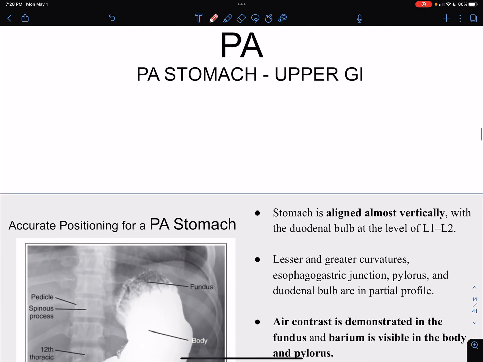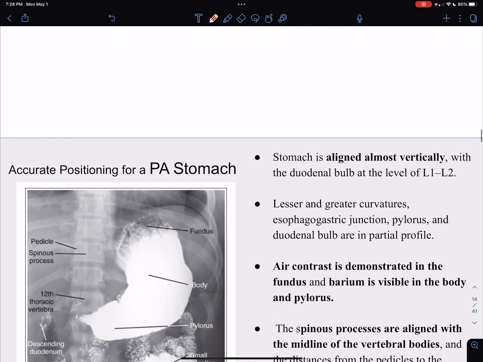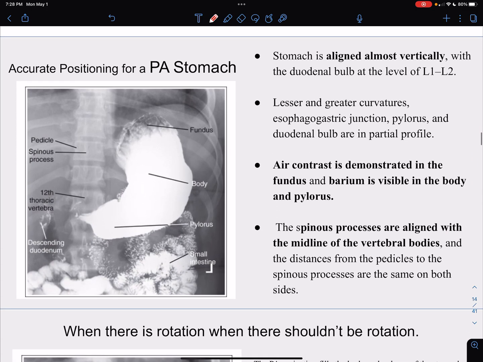So, our views for the stomach, for the upper GI, when we're doing a PA stomach. Again, this is based on a sthenic patient. All of these that we look at today are just the average on the sthenic patient. On this, the stomach is going to be aligned almost vertically with the duodenal bulb. Again, we talked about this at L1 or L2, okay? The lesser and greater curvatures are seen. The esophagogastric junction is visualized, which is going to be over here, but I don't see it particularly on that. It is in here, I just don't see it.